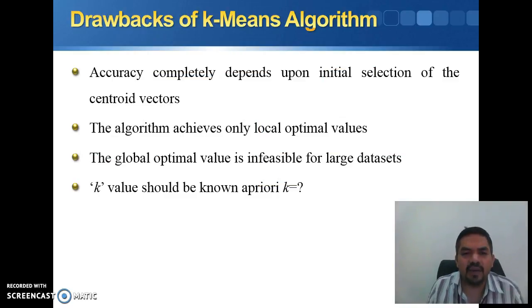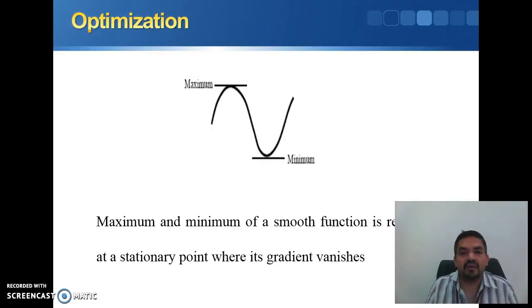The main drawbacks of the K-means algorithm are that its accuracy completely depends upon the initial selection of the centroid vectors. The algorithm achieves only local optimal values. The global optimal value is infeasible for large datasets. The K value should be known in advance. Now we'll try to apply some optimization techniques for this clustering.